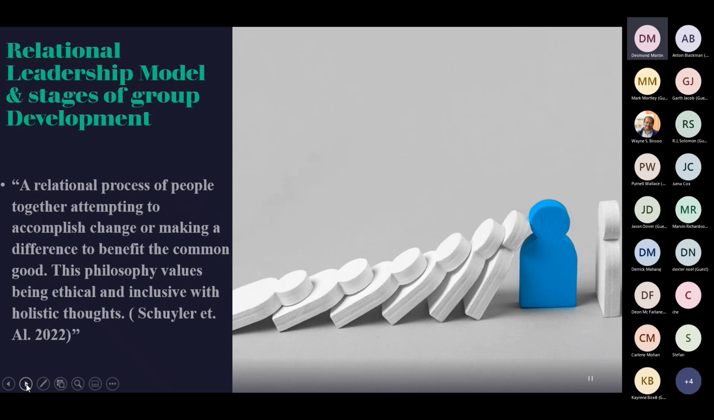As we explore the developmental stages, we will now move on to the relational leadership model and stages of group development. A relational process of people together attempting to accomplish change or making a difference to benefit the common good. This philosophy values being ethical and inclusive with holistic thoughts.